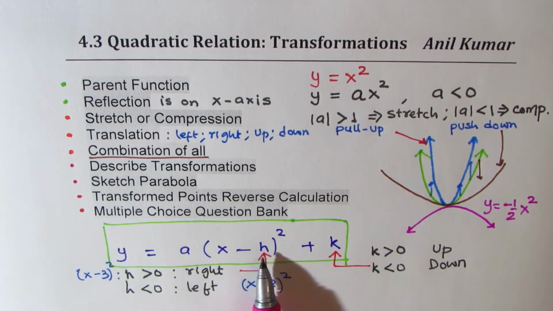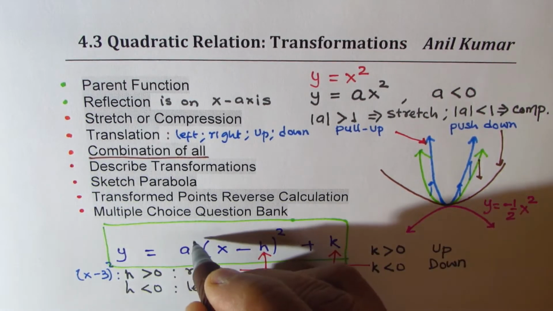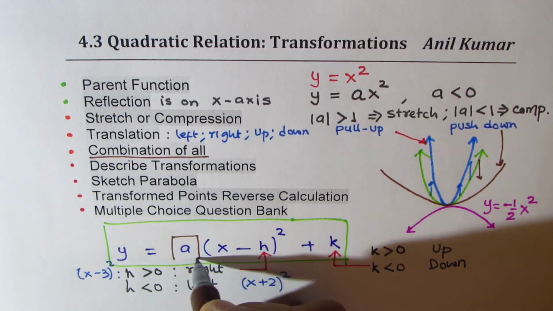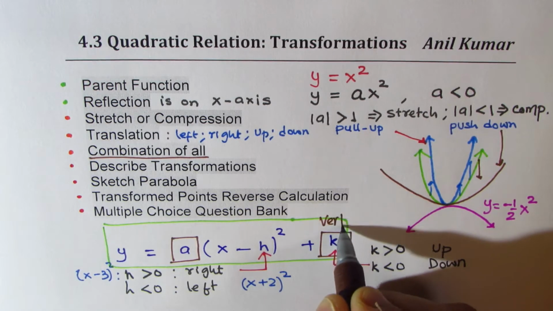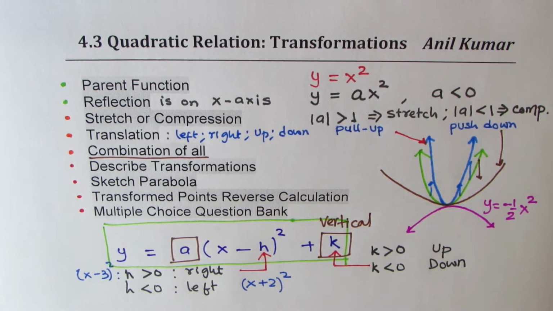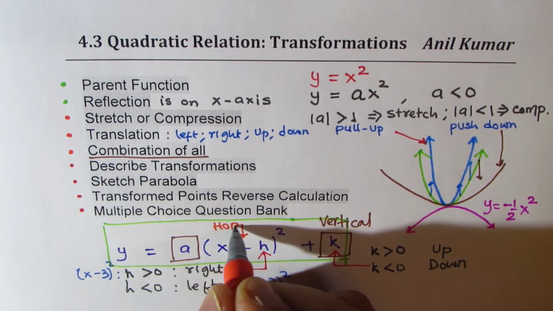Inside the bracket, it is horizontal translation, left or right, depending on the value of h, as shown here, and k gives you vertical translation. So what you notice here is that the parts which are outside correspond to vertical, and the ones which are inside correspond to horizontal.